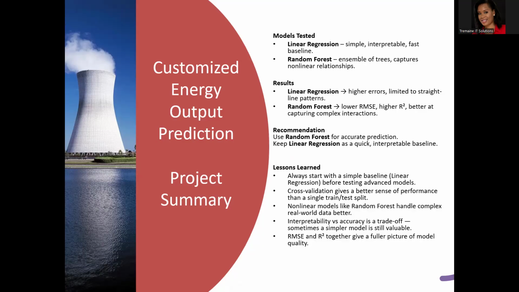Lessons learned. Always start with a simple baseline, such as the linear regression, before testing more advanced models. You can learn this at lower cost. Cross-validation gives us a better sense of performance than a single train-test split. Non-linear models like random forest handle complex real-world data better. Interpretability versus accuracy is always a trade-off, and sometimes a simple model is still valuable. RMSE and R2 together give us a full picture of the model quality.